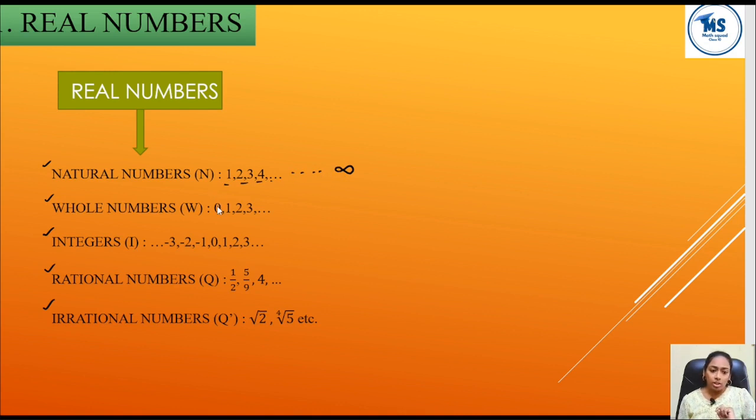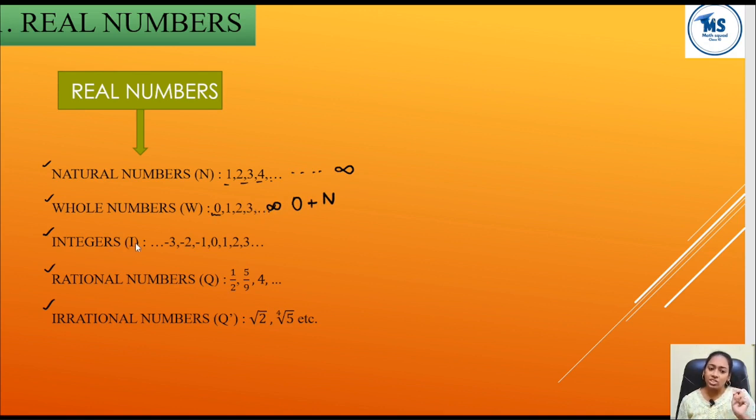Then comes your whole numbers. Whole numbers are just natural numbers plus one extra element. You have 0 over here. They are just natural numbers plus 0, 0 plus the entire natural number set. They start from 0 and they also go till infinity. Okay, whole numbers start from 0 and go till infinity.